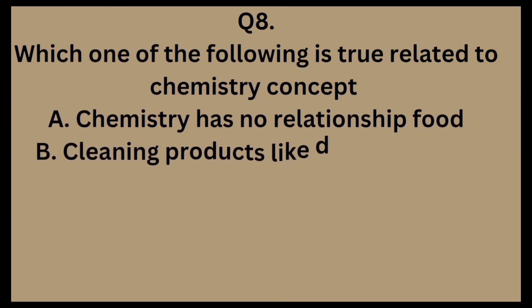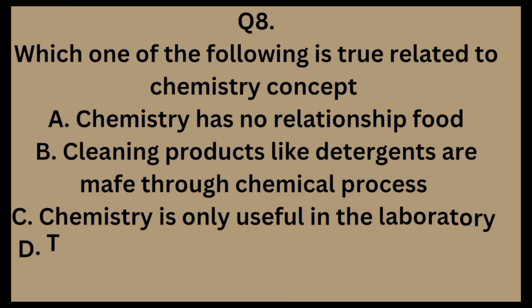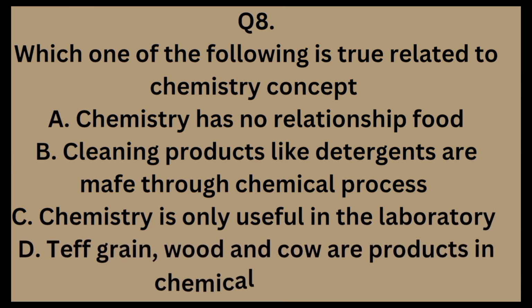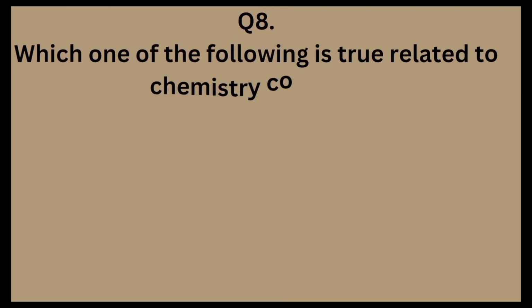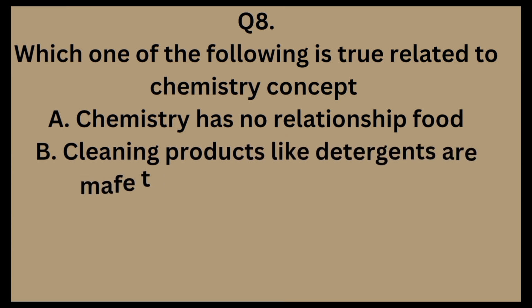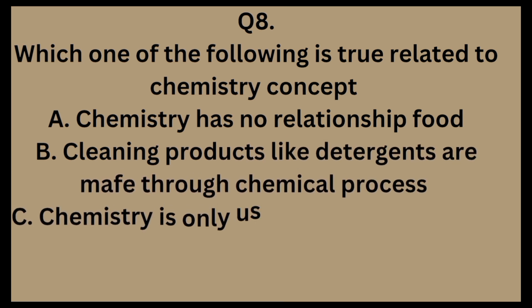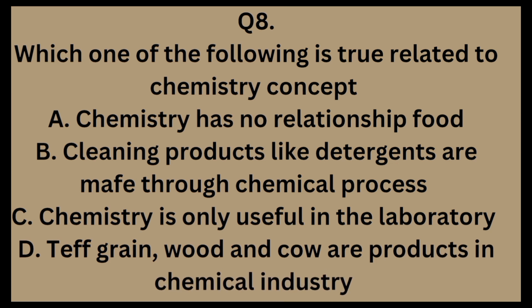Let's take alternative B. Cleaning products like detergents are made through chemical processes. Yes, cleaning products, detergents, soaps, and so many other products are produced in the chemical process. B is true. Then the correct answer for question 8 is B.